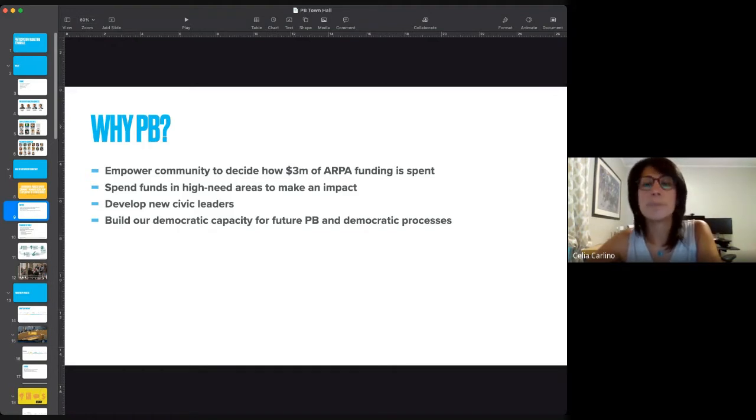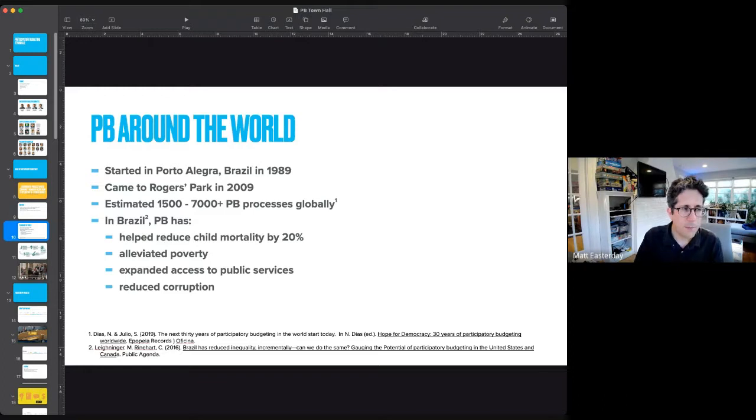So PB started in Porto Alegre, Brazil in '89, and it came to Rogers Park recently, like in 2009. And depending on who you ask, there's about 1,500 to 7,000 PB processes globally now. In Brazil, where it started, it's done things like reduce child mortality by 20%. It's helped alleviate poverty, expanded access to public services, and even reduced corruption.